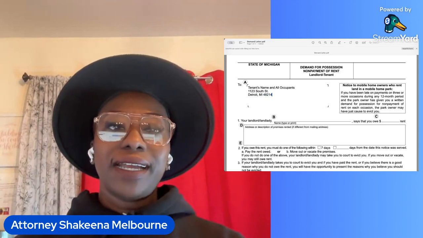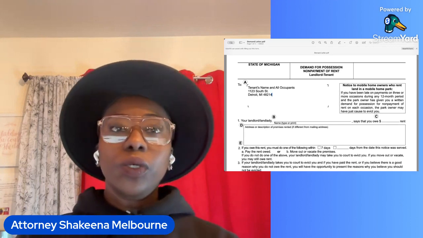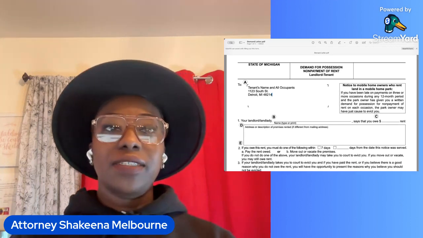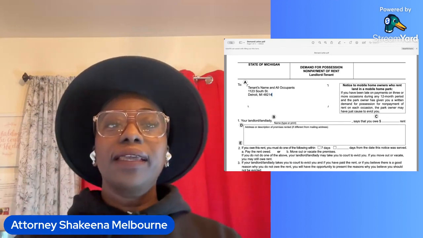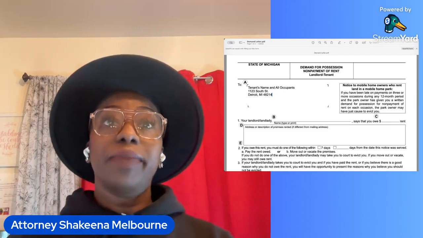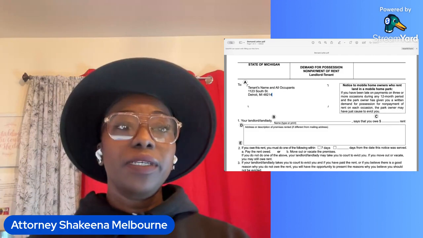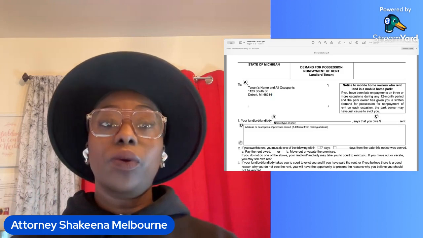Always put the entire address inside of that box. The court looks at, when an eviction case is filed, the eviction case is the summons and the complaint. When they look at the summons and complaint, they will look at, do the addresses match what was originally put in the demand letter and what's listed on the documents that's filed with the court.